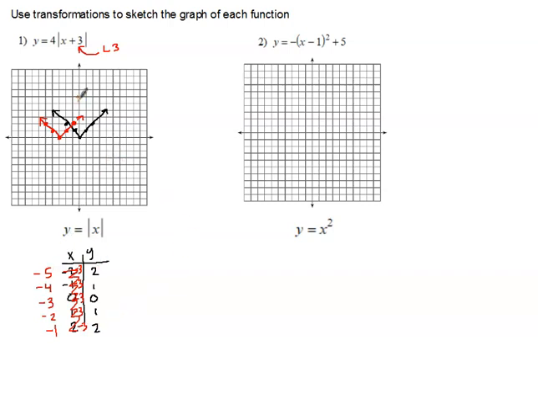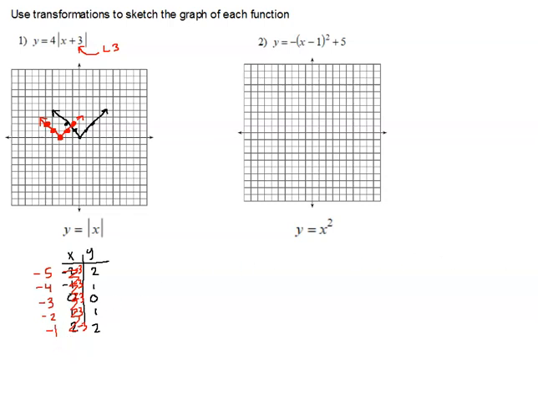So -5, 2 is this point right here. -4, 1 is this point. -3, 0 is here. -2, 1 is here. And -1, 2 is here. So we didn't have to graph the red thing. We could have just adjusted our table and found the ordered pairs from the table. Either way you choose to do it's fine.